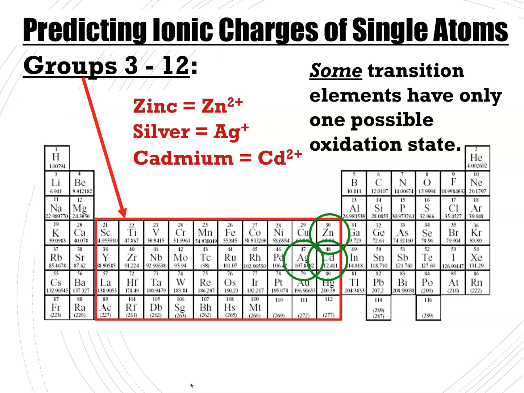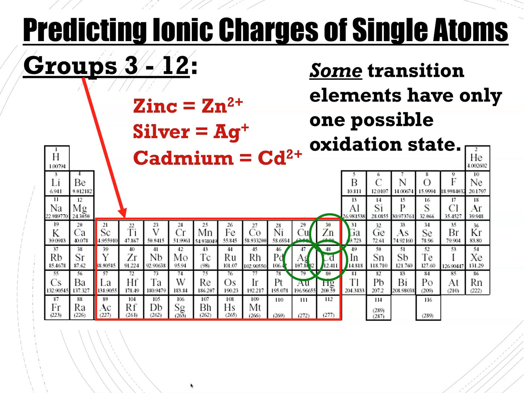Now, quick side note, there are a few listed here: zinc, silver, and cadmium. They only have one possible charge, meaning I will not give you a Roman numeral. So these three you kind of just need to know. All the other ones, you're going to be given a Roman numeral in order to know its charge for the purposes of writing compounds and writing names.